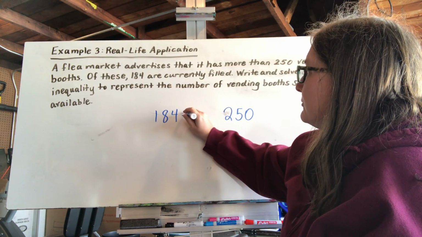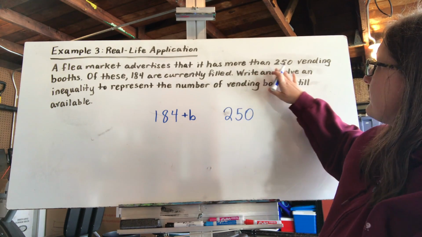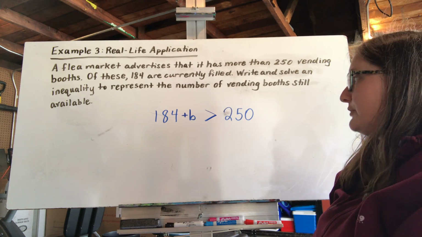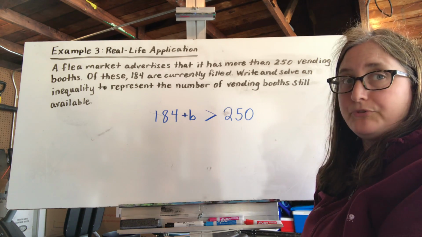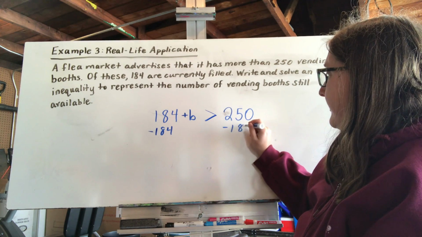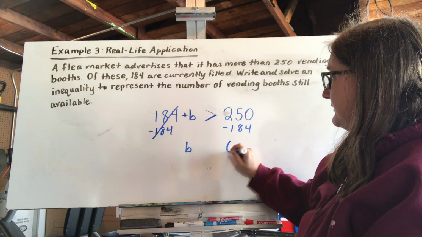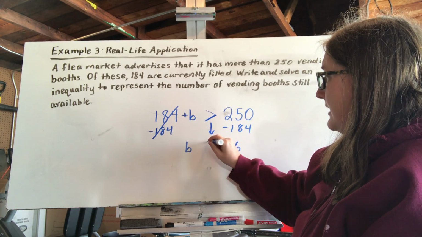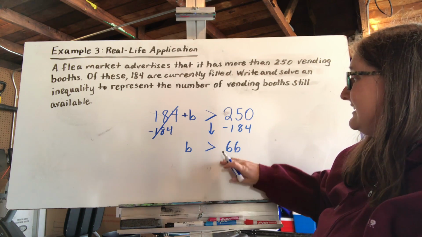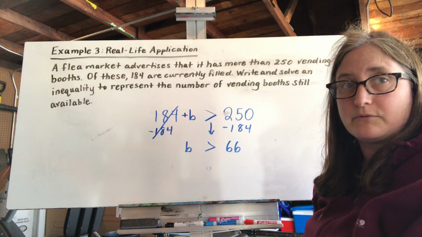So I'll call them B for booths. So 184 plus B has to be more than 250. They have greater than 250, more than 250. So if we want to solve this, I want to solve for B, how many booths are empty. So I'm going to subtract the 184, get rid of 184. These cancel out. 250 minus 184 leaves me with 66. And I bring down my inequality sign. So the number of empty booths is at least 66 empty booths. So empty booths are greater than 66, so more than 66.